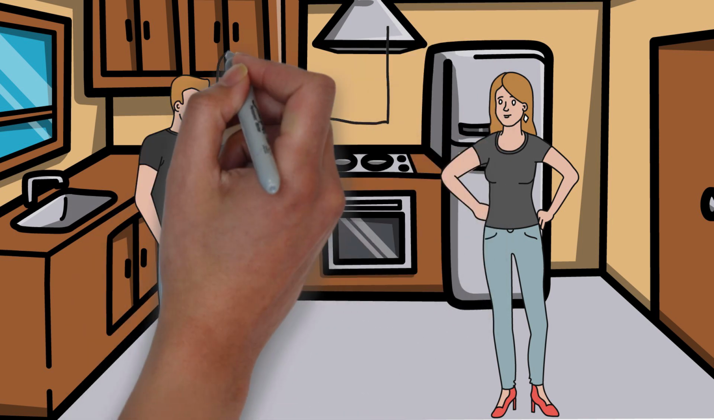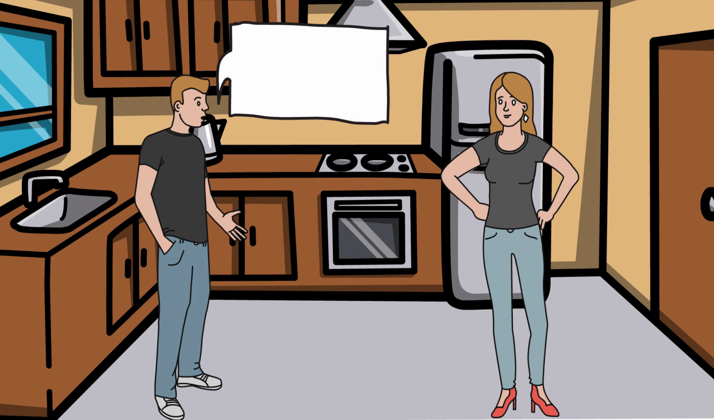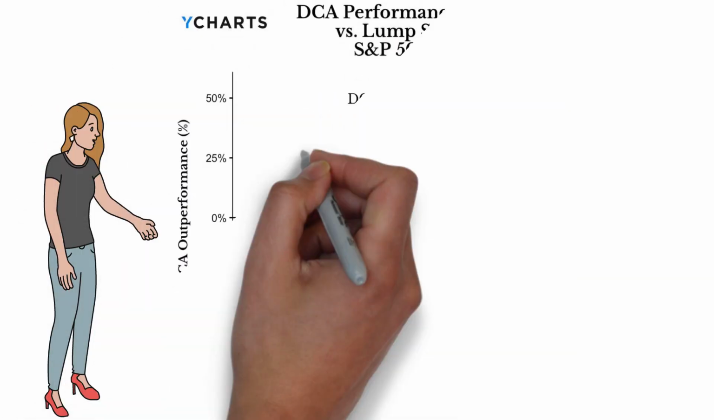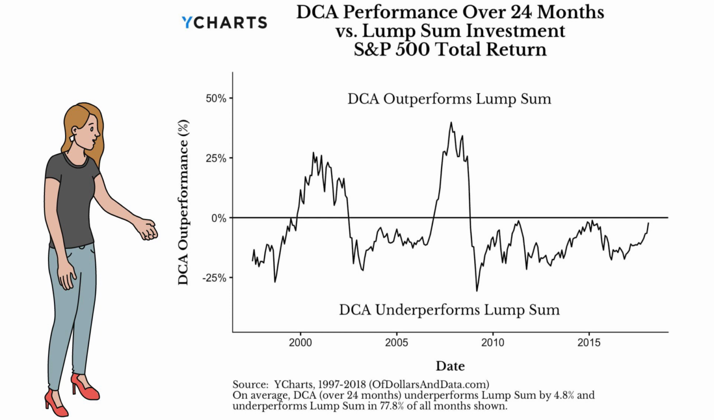He argues that, although she beat him this year, it's only because she got lucky. What if the markets had dropped right after she had invested? Most of the time, dollar cost averaging is the right choice. If they did this a few more times, he would come out ahead. Maggie pulls up some research to educate Ben. In actuality, lump sum investing in the S&P 500 beats dollar cost averaging over a 24-month period in 77.8% of all months from 1997 to 2018.